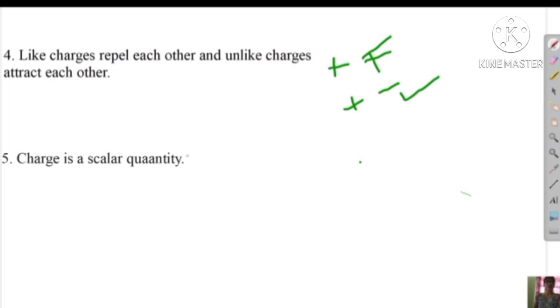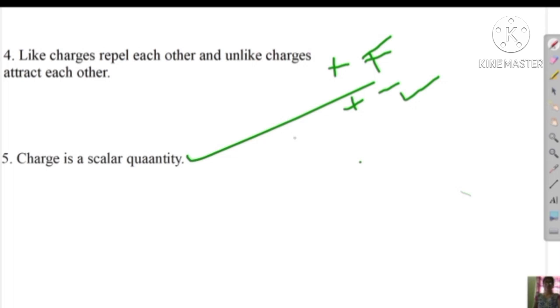So the next property is that charge is a scalar quantity. Then what do you mean by scalar quantity? According to the definition of scalar quantity, the quantity which has only magnitude but no direction, that kind of quantity we call a scalar quantity.